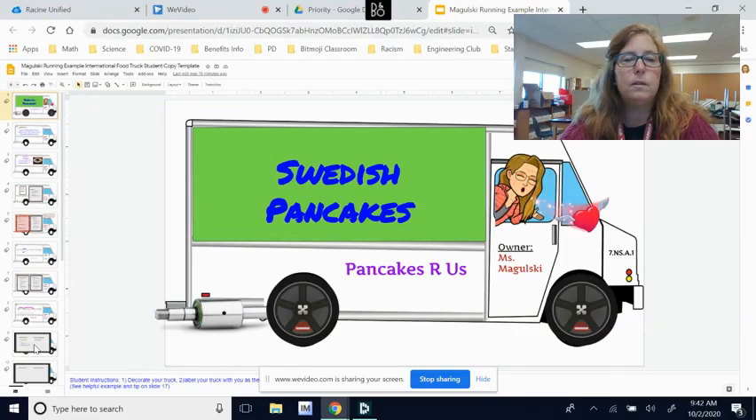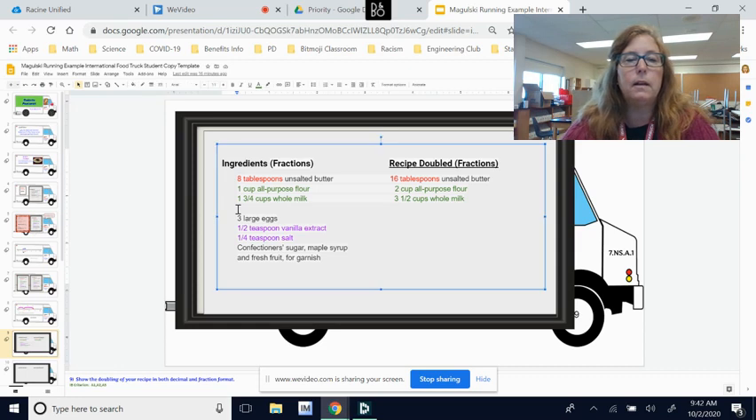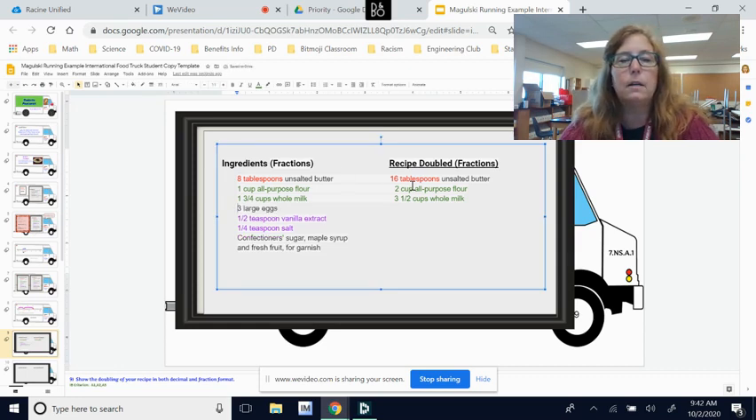All right, welcome. Today we are going to be working on doubling our recipe on slide 9. To do that, you're going to copy your recipe on slide 9 in fractions on the left-hand side. On the right-hand side, you are going to write the doubled amount.